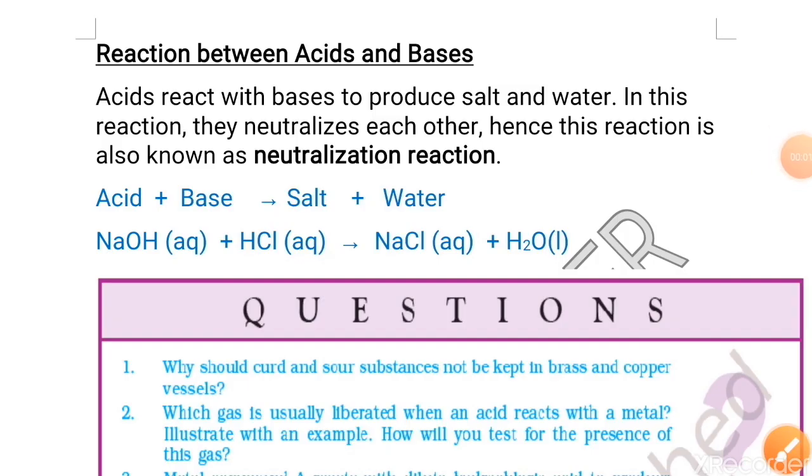So the discussion of chemical properties of acids and bases completes here. Next time we will explore more about them.